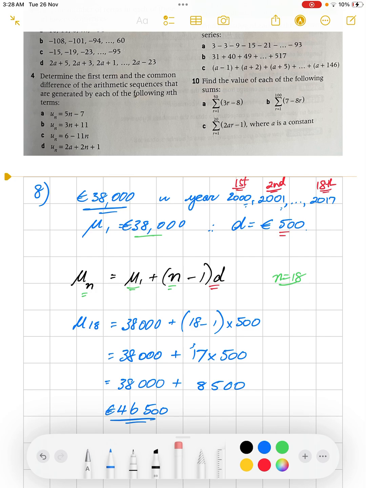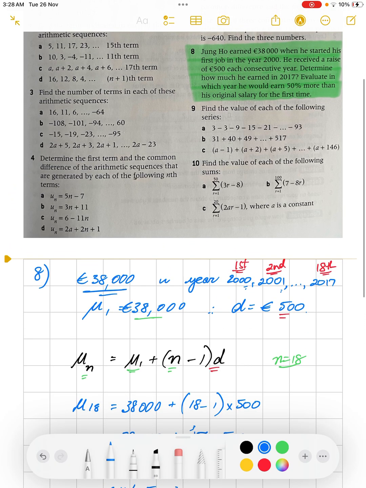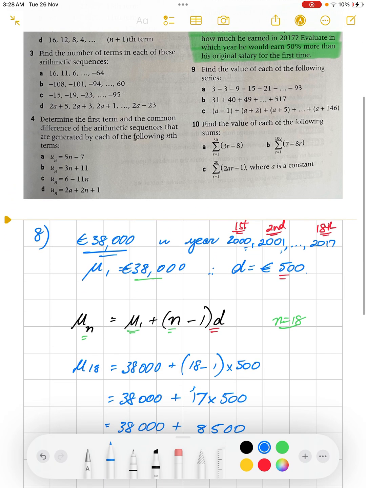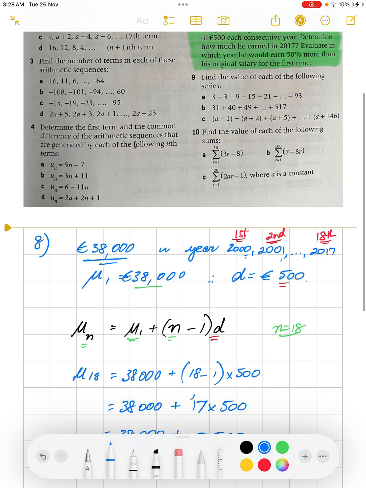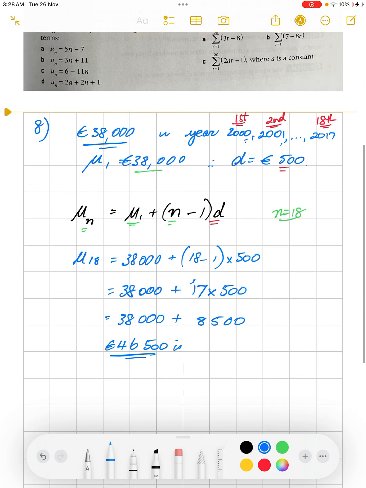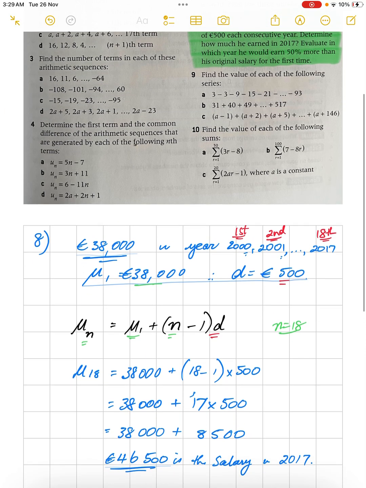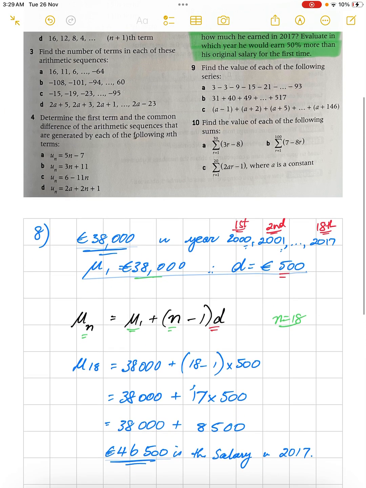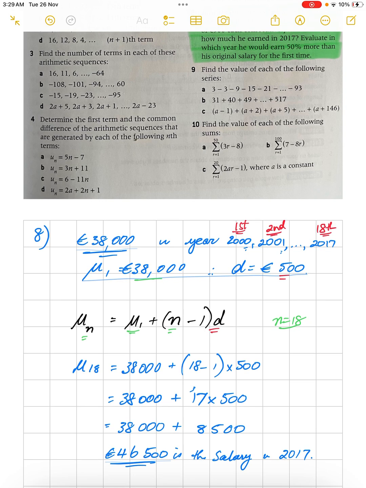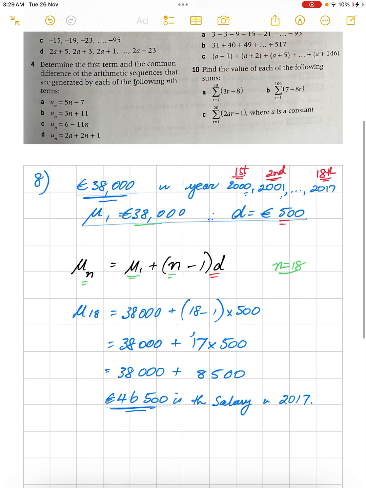So I'll just say, what's the word? Evaluate, oh no, we've got determine how much he earned in 2017. So the salary in 2017. Now the next part of the question said, and I just noticed, evaluate in which year he would earn 50% more than his original salary for the first time.